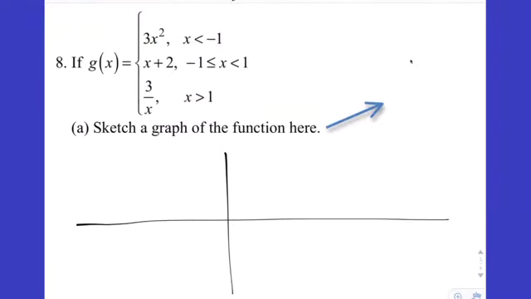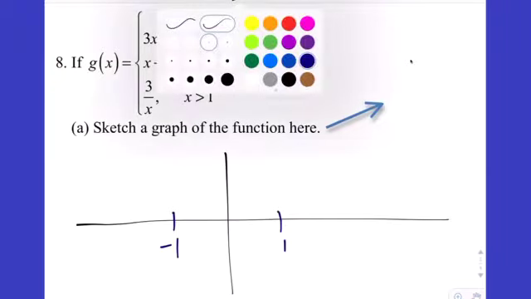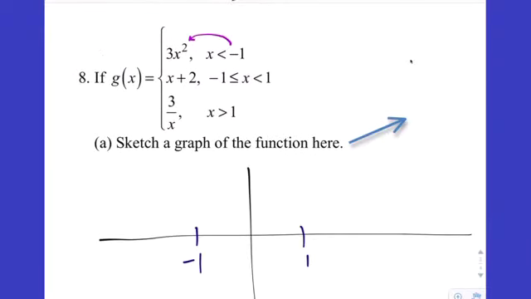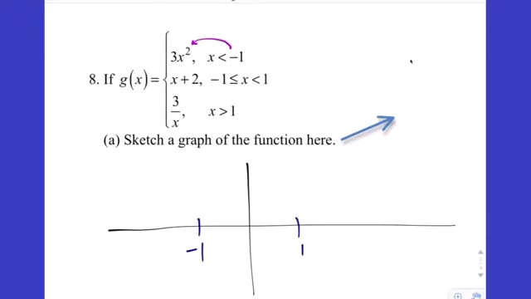So the most important x values are -1 and +1. That's where the graph changes from one piece to another. Remember, the important thing is to figure out the y values where one starts and the other one stops. So direct substitution into the top, you're going to get a 3. So this one is going to be an open circle or a solid dot at -1, 3. It's an open circle, okay?